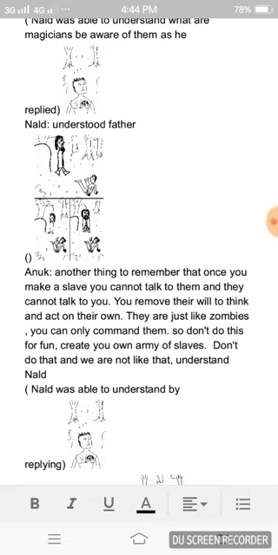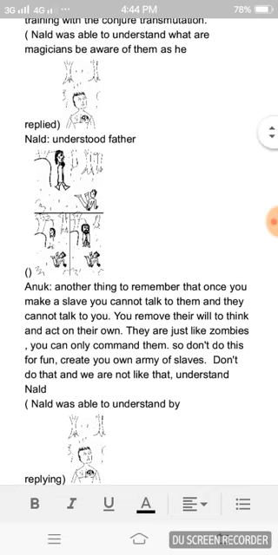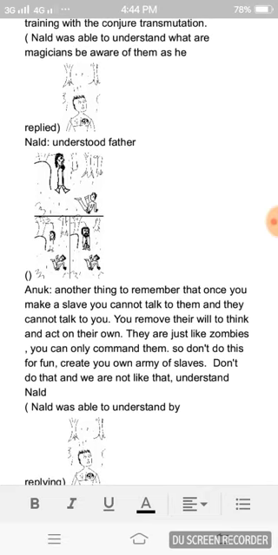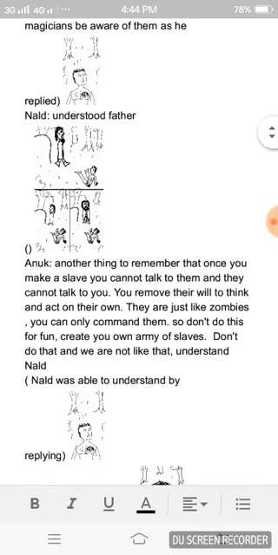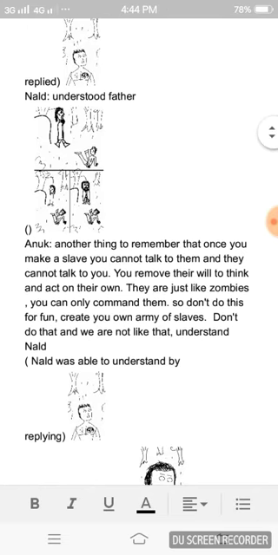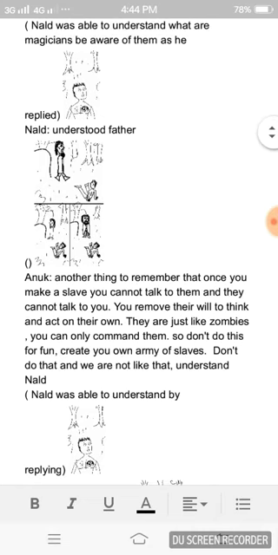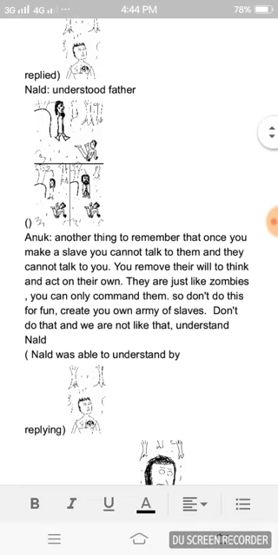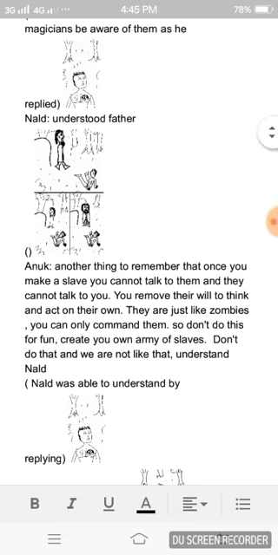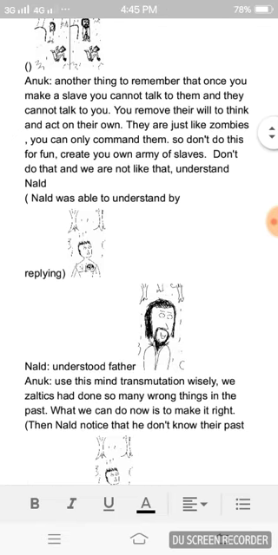Another thing to remember: once you make a slave, you cannot talk to them, and they cannot talk to you. You have to remove their will to think and act on their own. They're just like zombies. You can only command them, so don't do this for fun. Don't create your own army of slaves. Don't do that, and we are not like that. Understand, Nald?" Nald was able to understand as he replied, "Understood, Father."